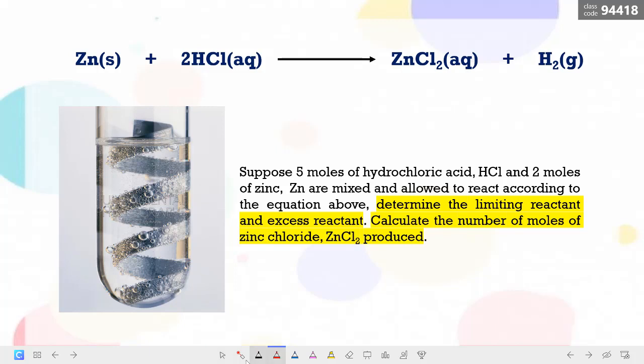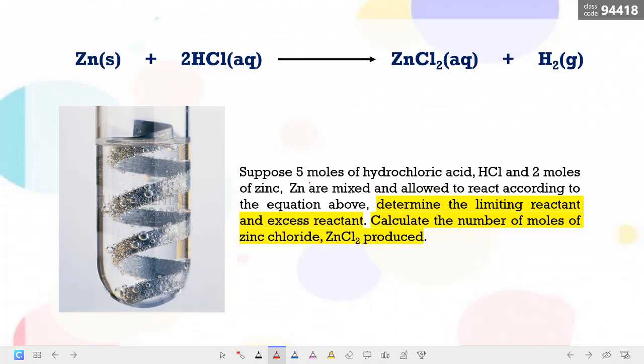If you refer to the balanced chemical equation here, 1 mole of zinc reacts with 2 moles of hydrochloric acid, produces 1 mole of zinc chloride and 1 mole of hydrogen gas. So this information that I mentioned just now, that is the stoichiometric amounts, from the balanced chemical equation. But usually, when we do an experiment or when the reaction occurs in the laboratory, we will be provided with the exact mole or mass of each reactant.